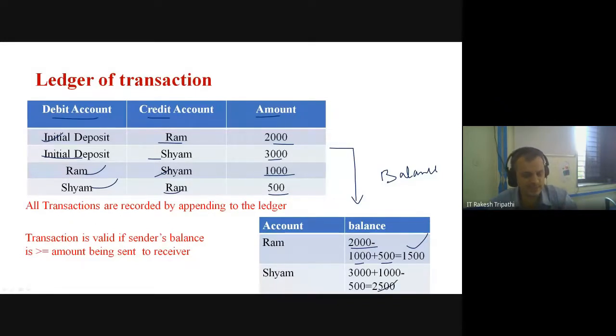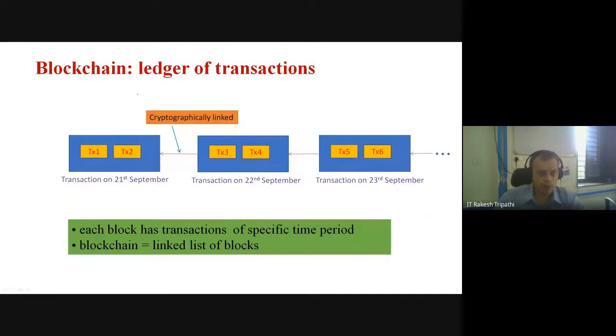Now, in this setup, we say a transaction is valid if the sender's balance is more than the amount it is sending to the receiver. Am I right? So the transaction is valid. Here it is okay, because Ram has sent 1000 and already has 2000, and Sham is sending to Ram and already has that much money. Now, how can we make a ledger out of these transactions? Whatever transactions happened on 21st September, I put all the transactions in one block.